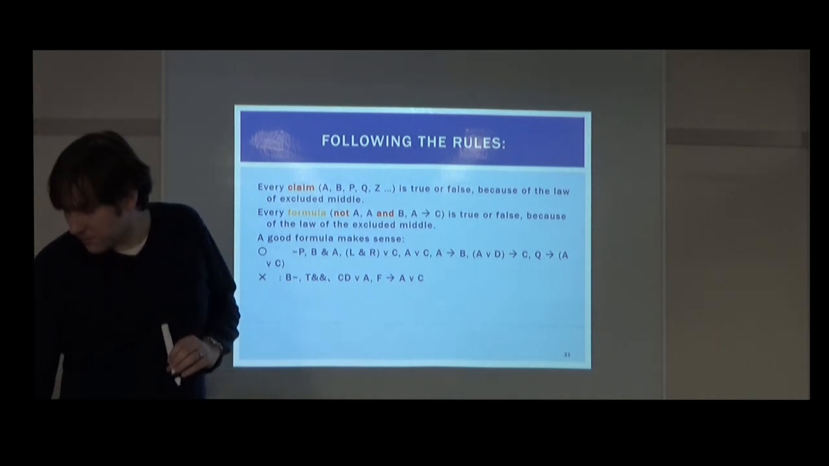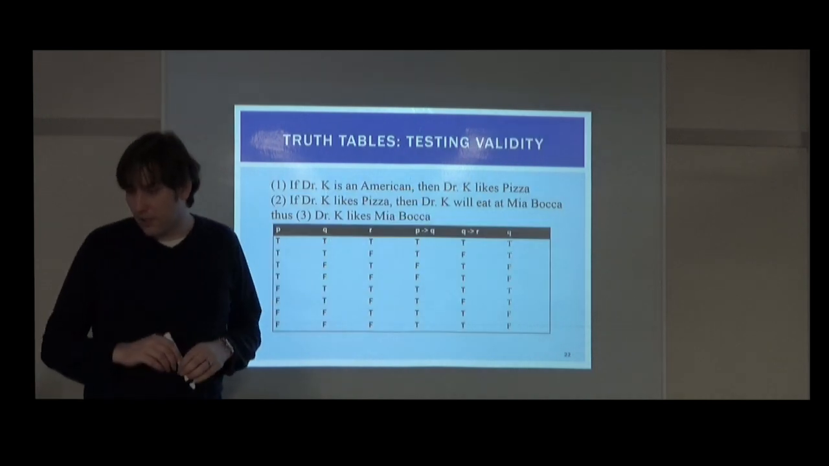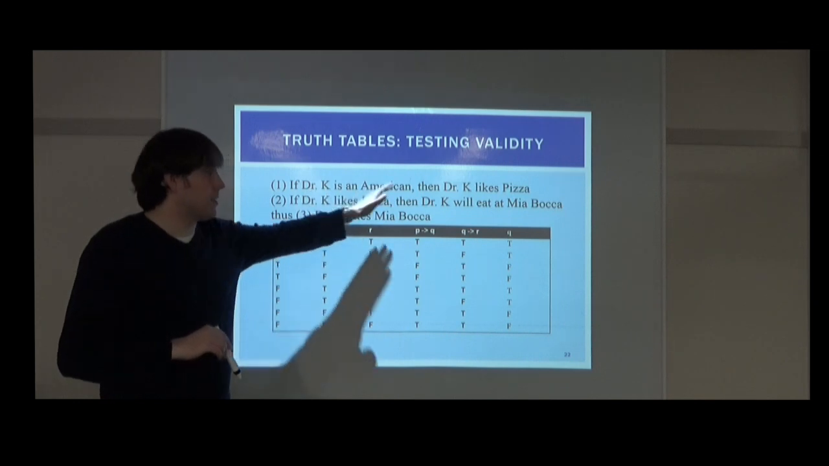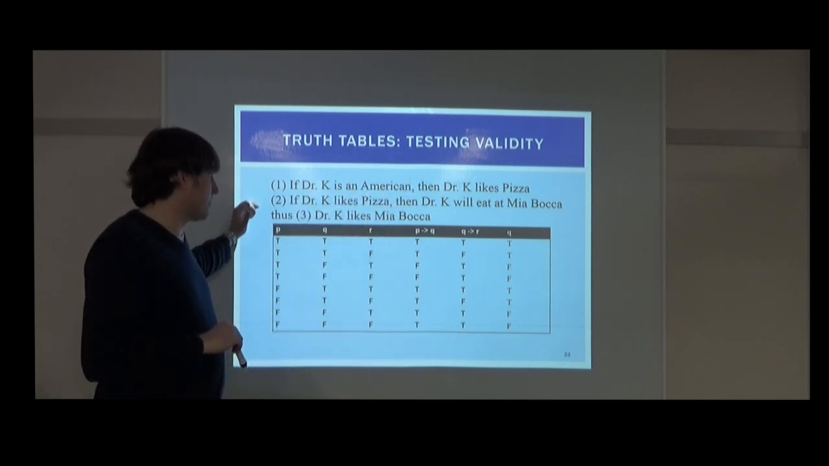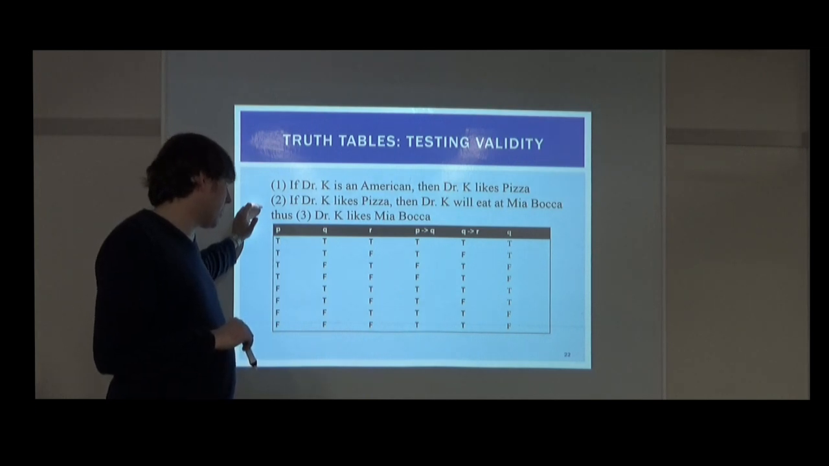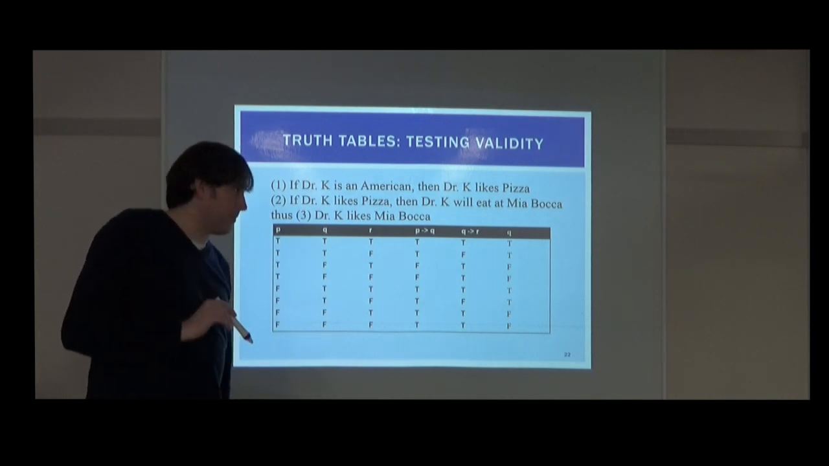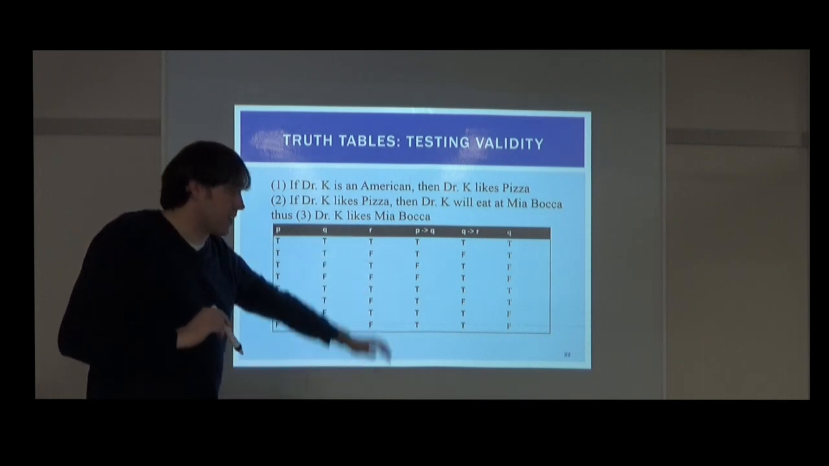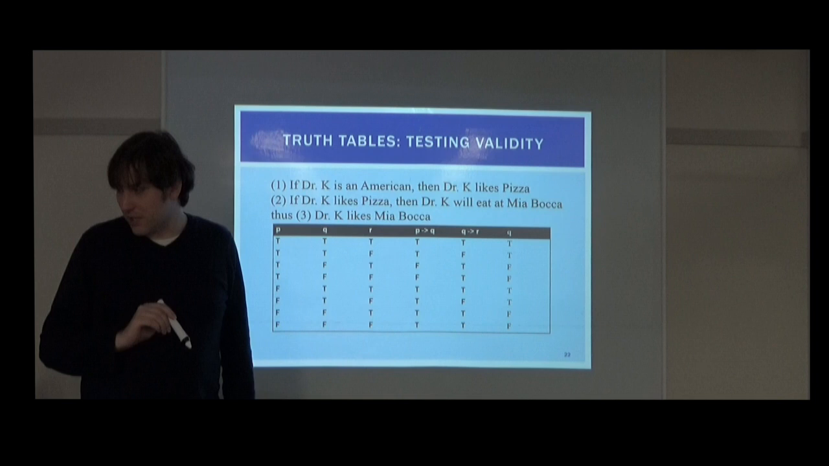So let's think a little bit more about this. Let me show you another one. If Dr. K is an American, then Dr. K likes pizza. If Dr. K likes pizza, then Dr. K will eat at Mia Boca. Thus, Dr. K likes Mia Boca. We've seen this before. This is the same thing as a hypothetical syllogism. We've already seen this.